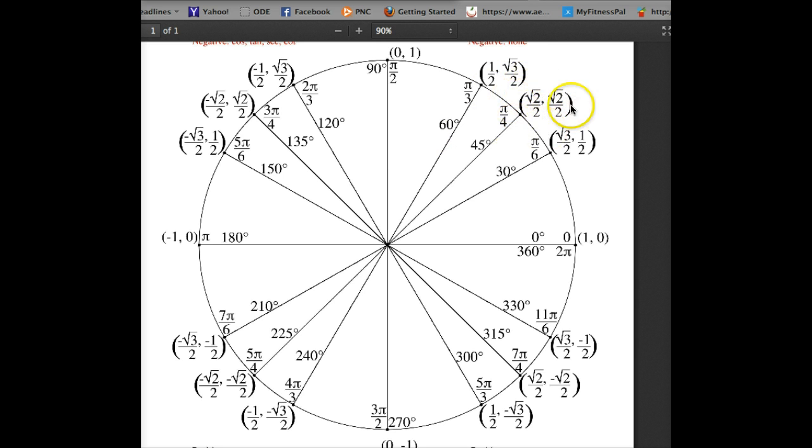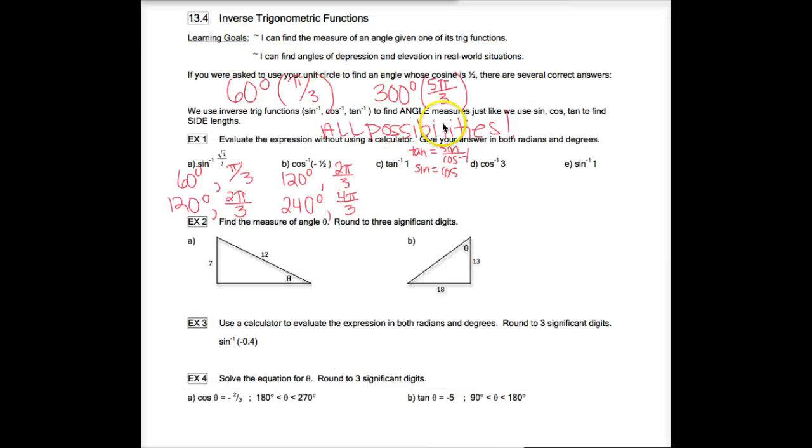Well, they're the same right here at 45 degrees. They're not the same here because one's negative. Here they're the same again. Here they're not, opposite signs. So the tangent is going to be equal to 1 in both of these places. So 45 degrees and 225 degrees.